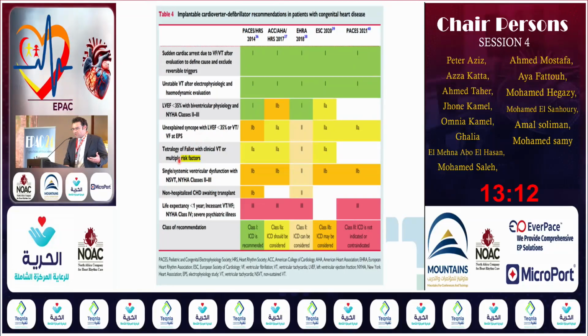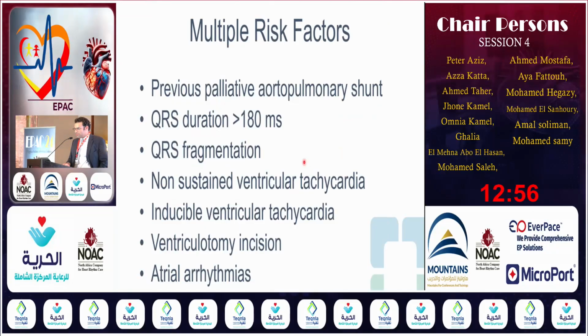If you look here, tetralogy of Fallot with clinical VT or multiple risk factors gets a class 2A indication from most societies and class 2 from ERA. It became important for us to discuss what these multiple risk factors are. This is what they list: a previous palliative or aortopulmonary shunt, a QRS duration of greater than 180, QRS fragmentation, NSVT, inducible VT, a ventriculotomy incision, or atrial arrhythmias.